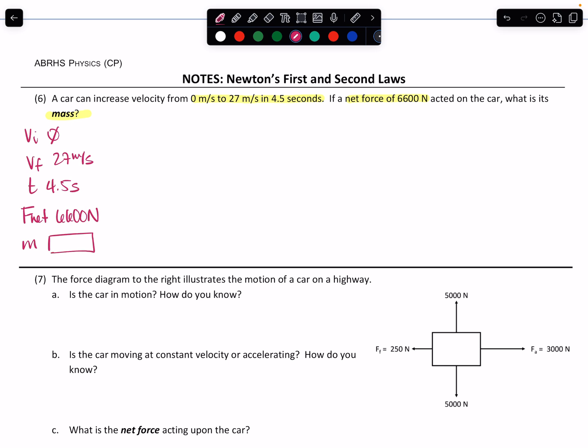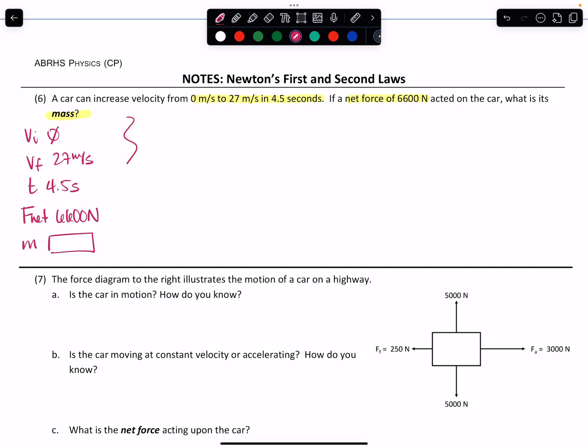So the only formulas that we have dealt with so far where mass is involved are either weight or F net. Now we can't really deal with weight because we don't know the weight of the object, so we can't use that formula. We're going to have to use the F net formula, which means I need acceleration if I'm going to be able to find the mass.